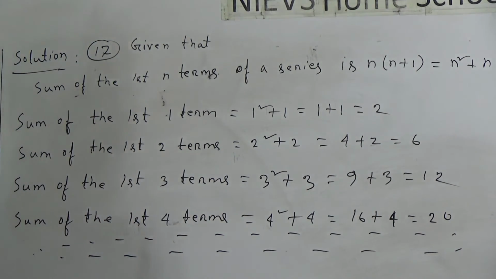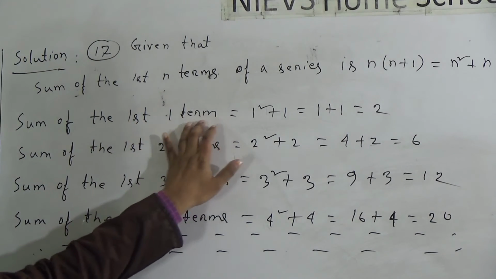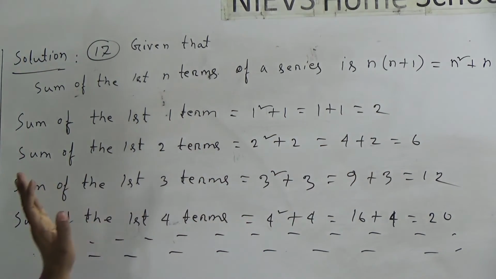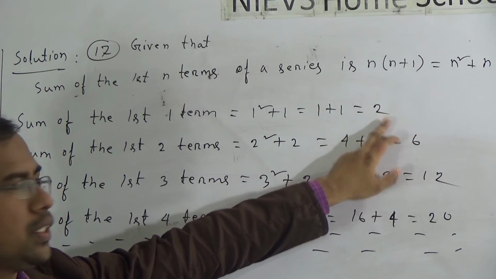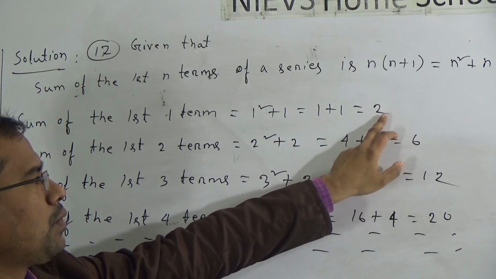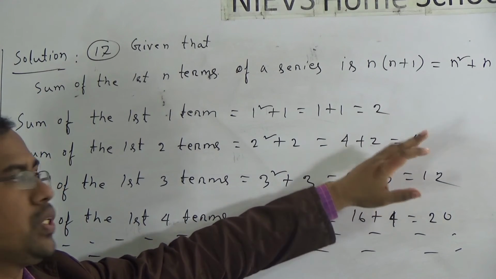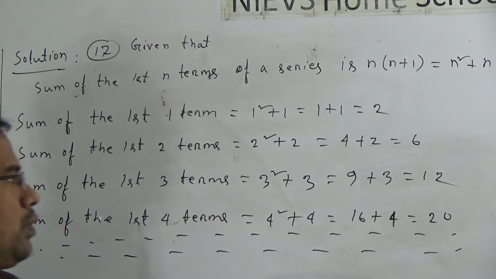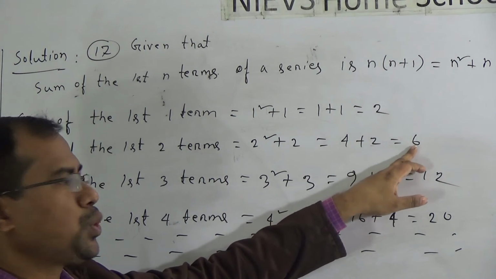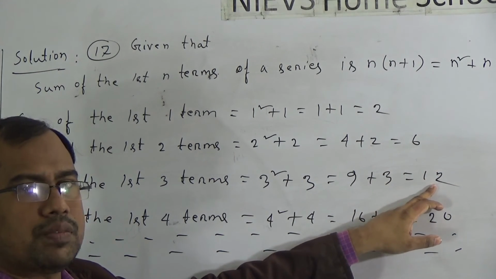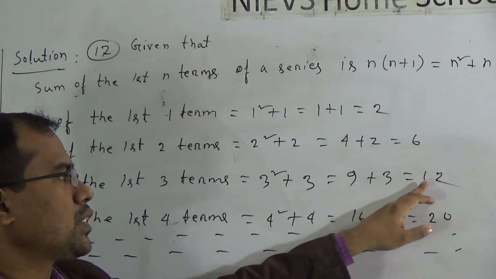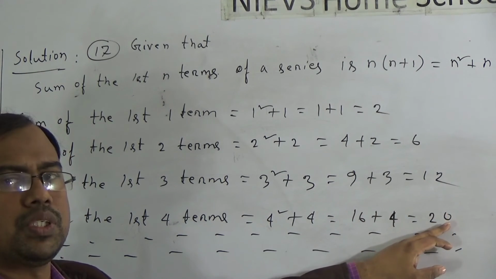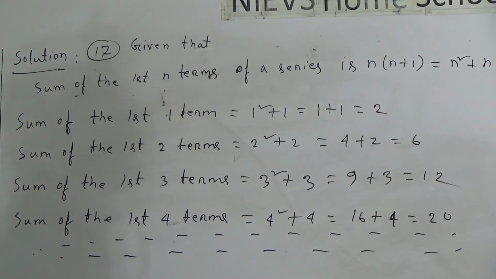Dear students, this is the sum of the first one term. That means it will be the first term. Now what will the second term be? If we subtract the first term from the sum of the first two terms, then we will get the second term. Now the third term: if we subtract the sum of the first two terms from the sum of the first three terms, then we get the third term. And similarly, if we subtract the sum of the first three terms from the sum of the first four terms, then we can get the fourth term.